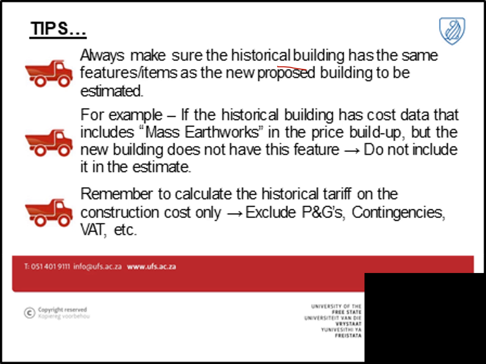So you could see that I've highlighted immediate differences in the drawings, which will give you ample discussion whenever I do ask a question like this. What items would you suggest to include or to exclude? For example, if the historical building has cost data that includes mass earthworks, preparing a platform for your building to be constructed on, it's better to calculate that separately. And remember to calculate your historical tariff on the construction cost, excluding your P's and G's, contingencies, and VAT.